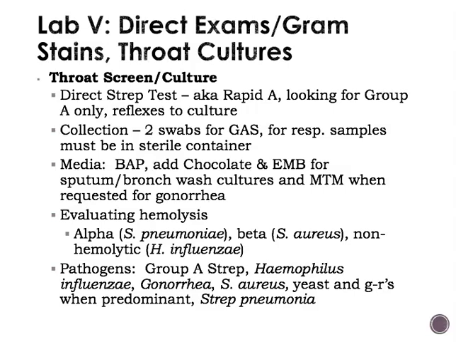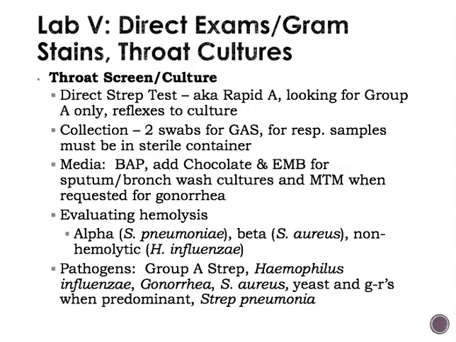So collection, ideally, for group A screens, you want to collect 2 swabs, one for the plate, the other for the rapid test. And if that quick test is positive, then you're done. It doesn't have to reflex to the culture. It's only if it's negative that you're setting up that culture. For sputums and for bronch washes, the specimens will be delivered to the lab in a sterile cup, and the gram stain and culture are set up from that specimen that's in the cup.